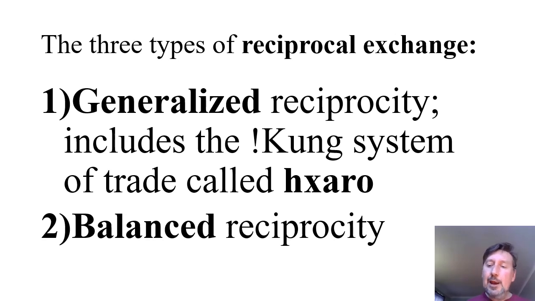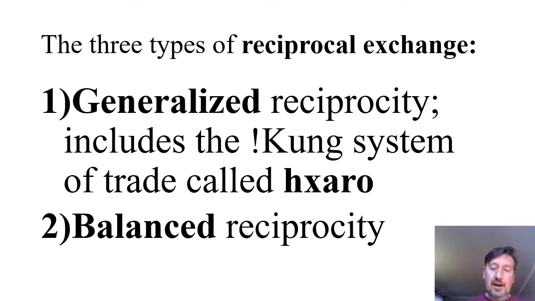There are three types of reciprocal exchange: generalized, balanced, and negative reciprocity. Generalized reciprocity is where there is a close relationship between the people exchanging things. The value of the gift given is usually not calculated by the giver before they give it. What is given back in return is not predetermined, and those who give do not expect an immediate return, although they do expect some return in the future.